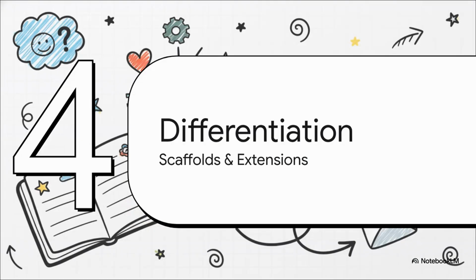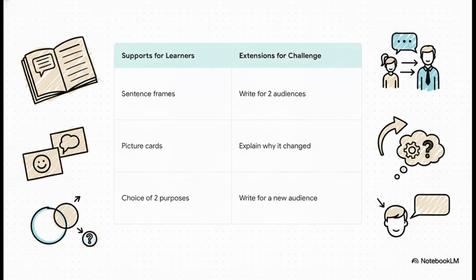Okay, Section 5, differentiation. Because let's be real, our classrooms are full of different learners, right? So let's talk for a minute about how we can support everyone with some simple scaffolds and extensions. So here are just a few ways we can adapt this task. For my friends who need a little more support, things like sentence frames, they're lifesavers. My message is for blank. Or using picture cards of different audiences can be a huge help.